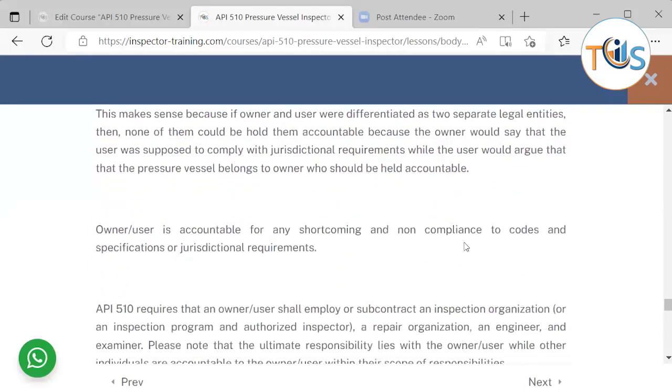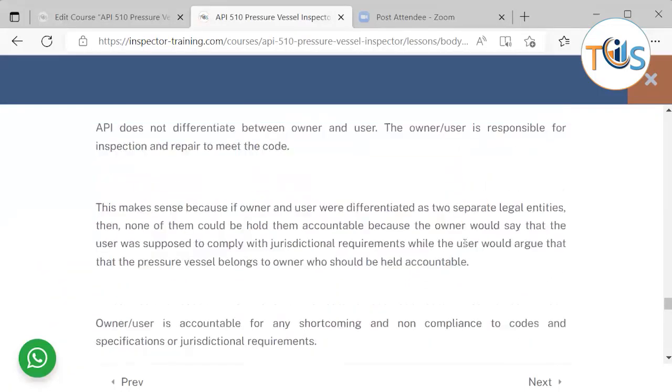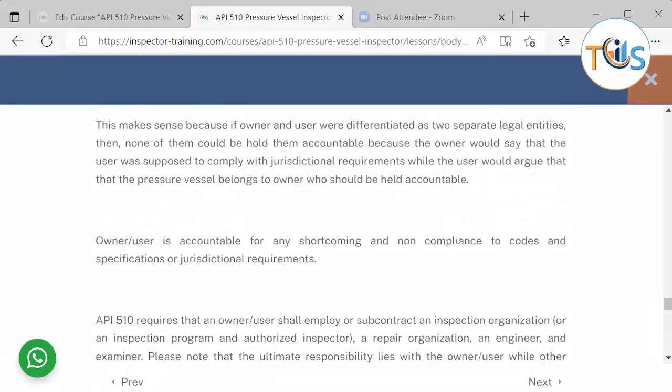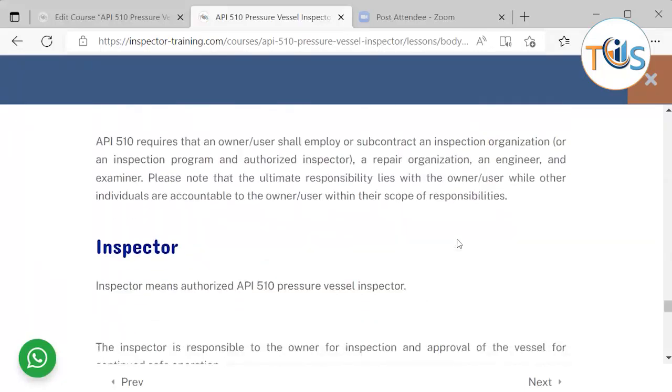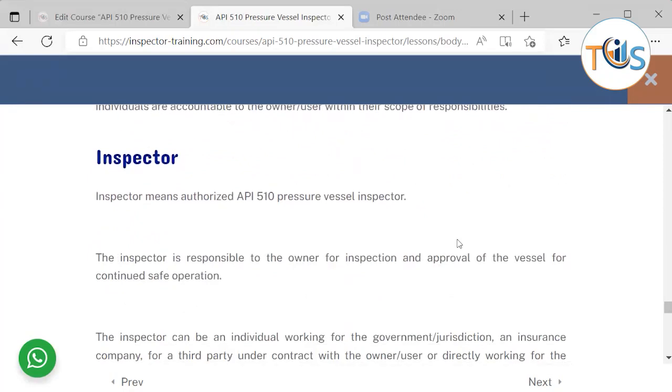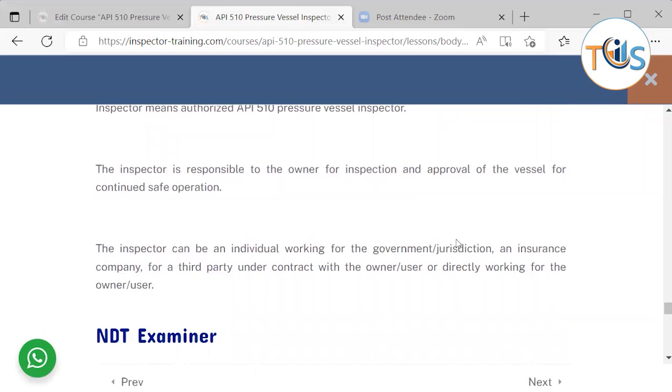Okay, so they are responsible for operation, maintenance, repair, and code compliance, everything. Now the owner might employ or subcontract an API inspector or an inspection agency who reports to the owner. Inspector means an API 510 authorized pressure vessel inspector, who is responsible to the owner for inspection and approval of the vessel for continuous safe operation. So the inspector will certify that it's safe. So the inspector is responsible to the owner, but the ultimate responsibility lies with the owner.